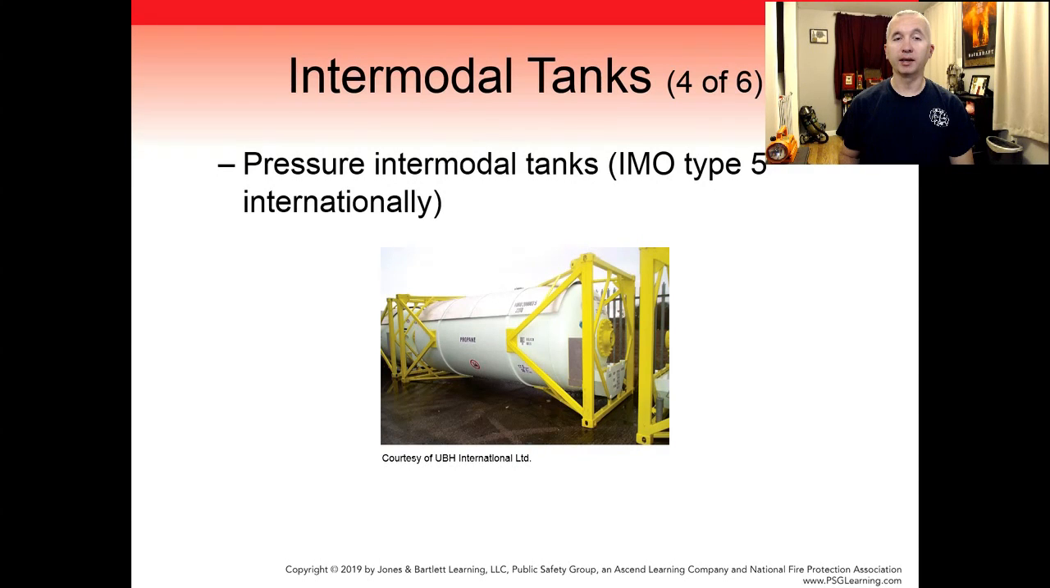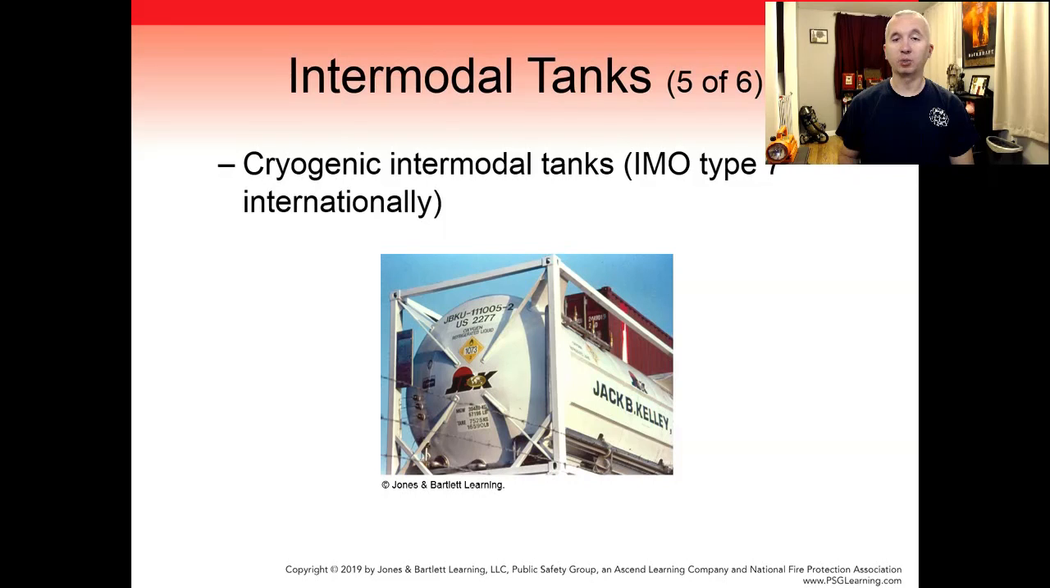Pressure intermodal tanks, or Type 5 internationally. These tanks are high-pressure vessels with internal pressures in a range of 100 to 600 psi. They commonly hold liquefied compressed gases such as propane and butane. Cryogenic intermodal tanks, or Type 7 internationally. These are low-pressure containers in transport but can be pressurized up to 600 psi. They commonly carry cryogenic materials such as liquefied oxygen, nitrogen, and helium.